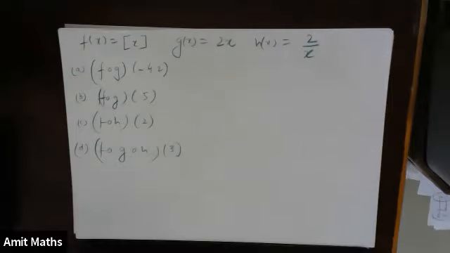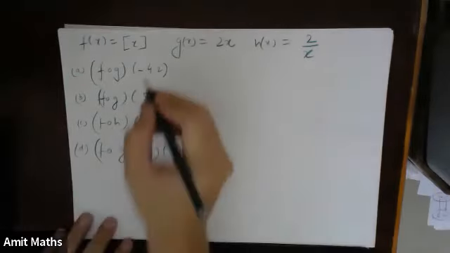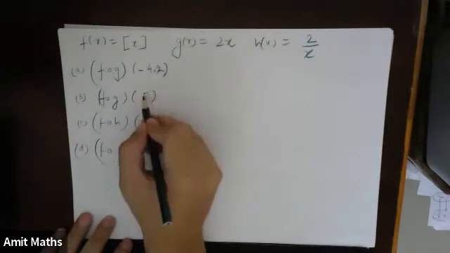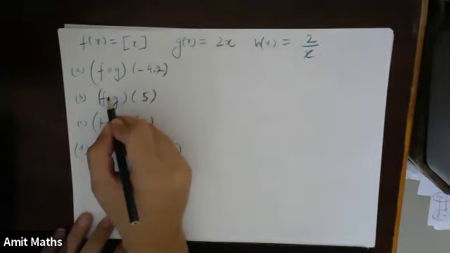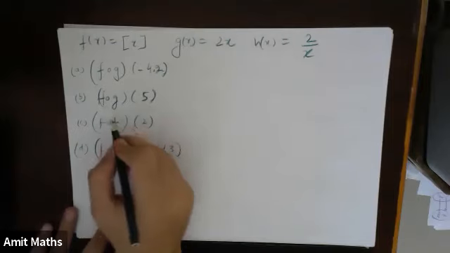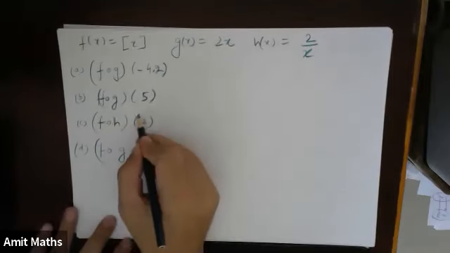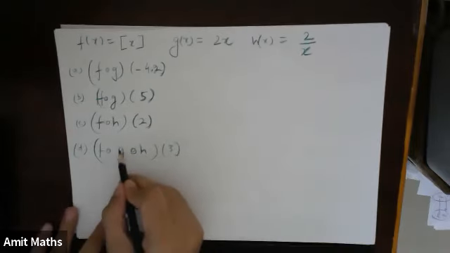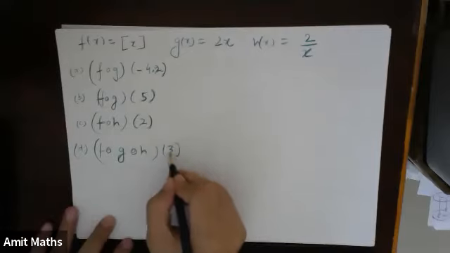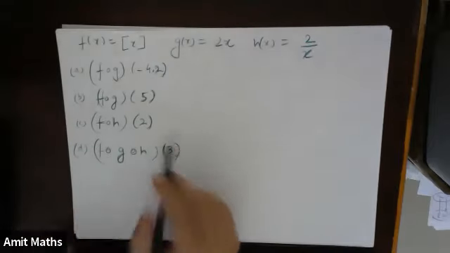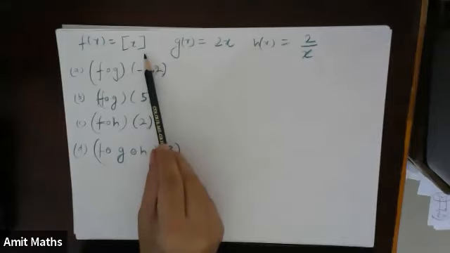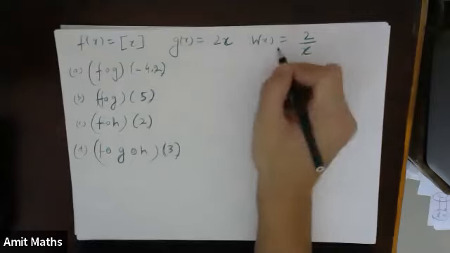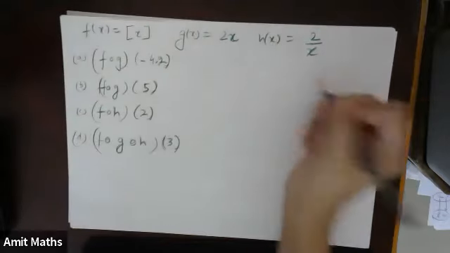This is f o g of minus 4.2, this is f o g of 5, this is f o h of 2, this is f o g o h of 3. Okay, these are the functions. f of x is greatest integer x, g of x is 2x, h of x is 2 by x.